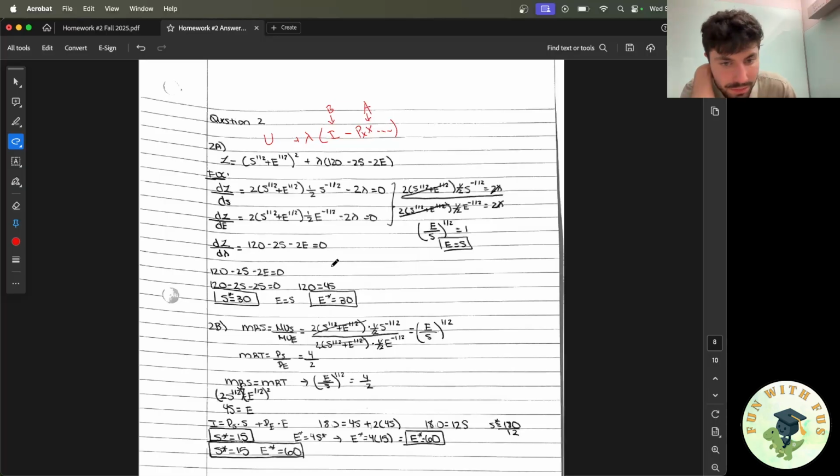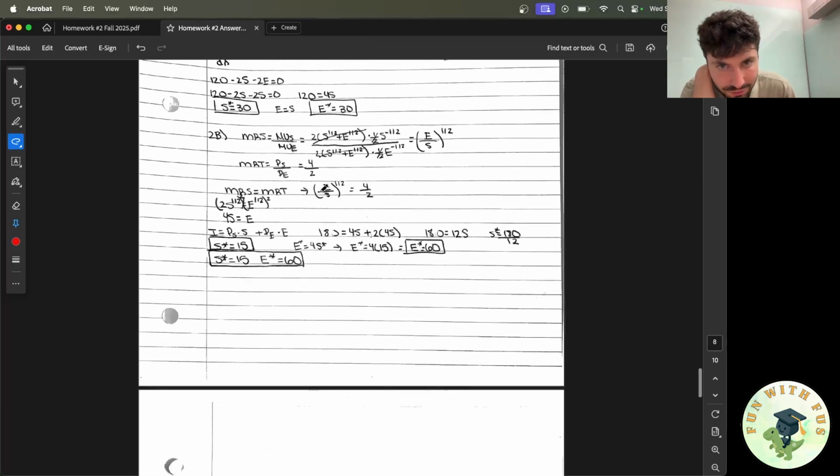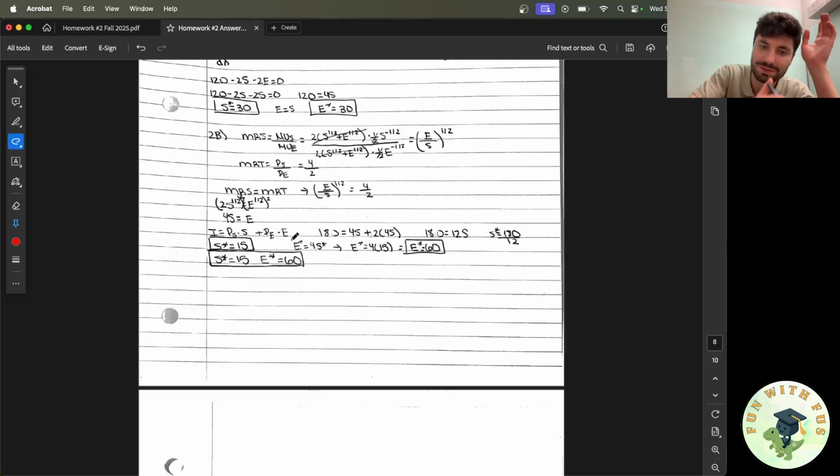Yes, and it does. Luckily we did another loosening of setting MRS equal to MRT. They solved for that, so they got E over S to the 1/2. They probably squared both sides, and so on. Plug it into your income. It's all the same: you solve for something, you plug it into the budget. That solves for one of the variables, and then you plug the variable you just solved for back into whatever you had up here, and I can assure you it'll work out.